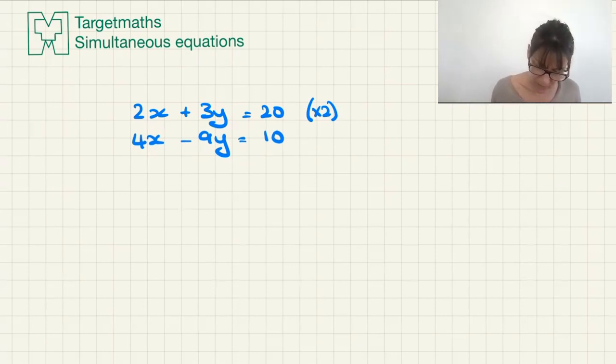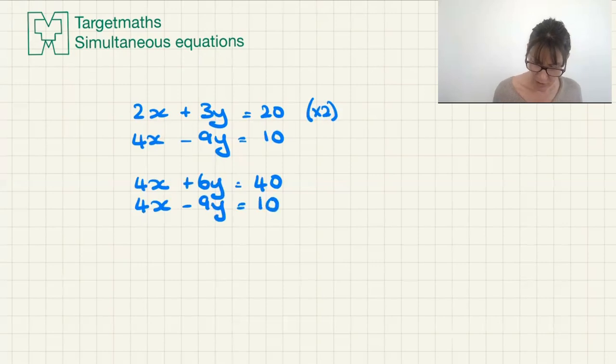All right, so let's do the multiplying. 2x times 2 is 4x. 3y times 2 is 6y, and we've got 40 on the end. I've got my 4x minus 9y equals 10. I've now got simultaneous equations with matching first terms. Job done. Step 2. I want to take away the two equations from each other.